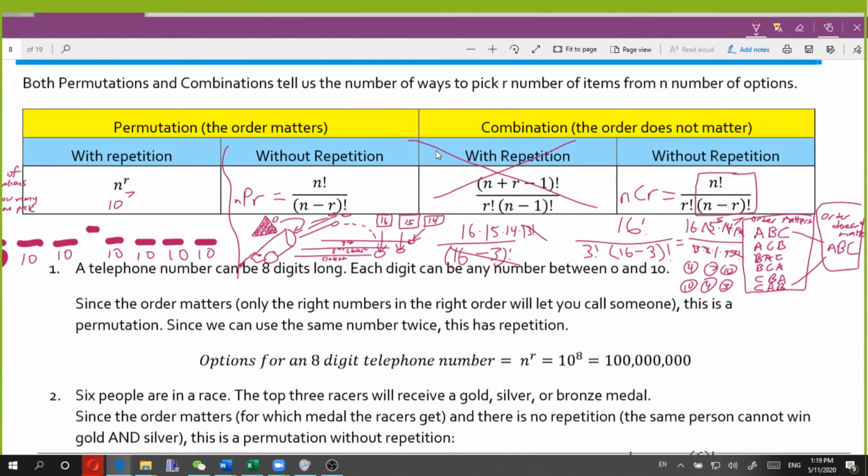Any questions on permutations or combinations, just what it means? Okay.